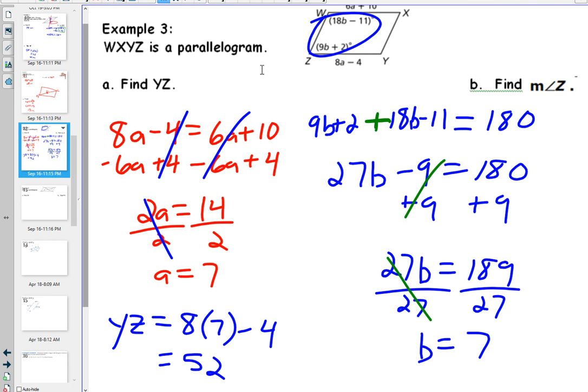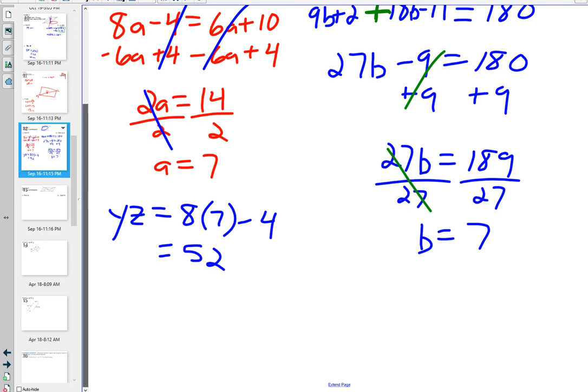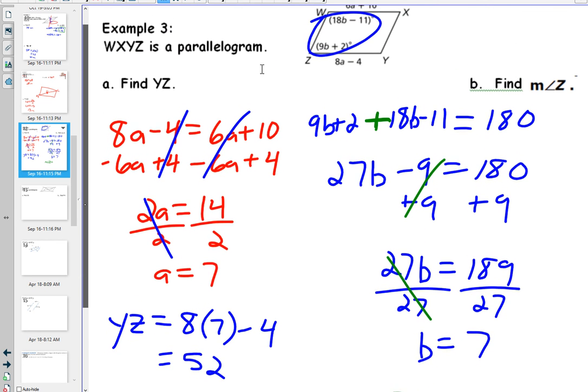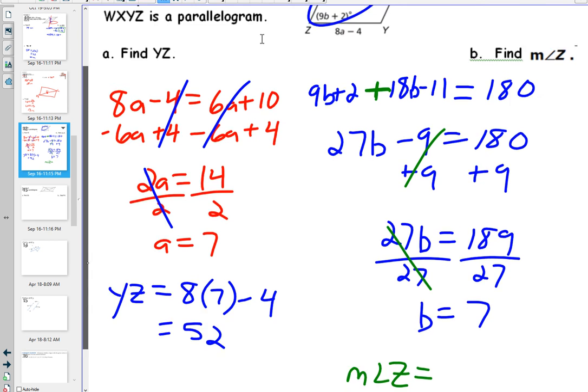Plug it back in. So the measure of angle Z is equal to. Oh, so they ended up both being 7? Yeah. 9 times 7 plus 2.